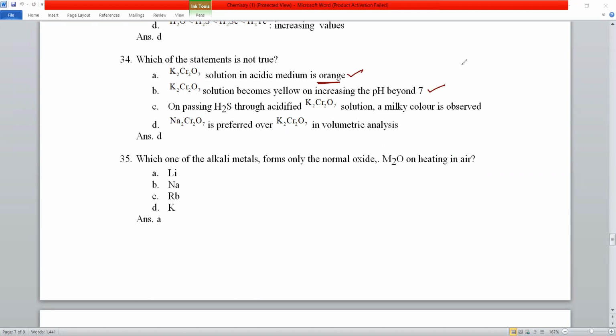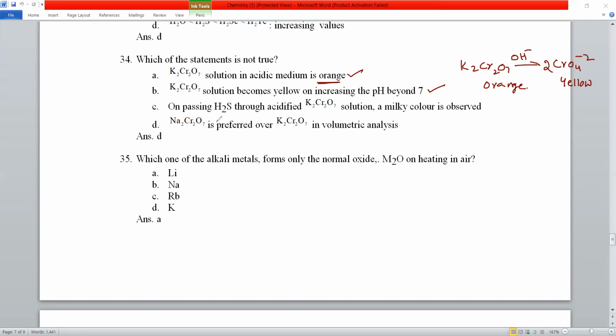Why? Because K2Cr2O7 in basic media, with OH minus, is converted to CrO4 2 minus. Dichromate is coming to chromate form. This is yellow color, and this is orange color. So it is correct only. pH beyond 7 means basic nature.